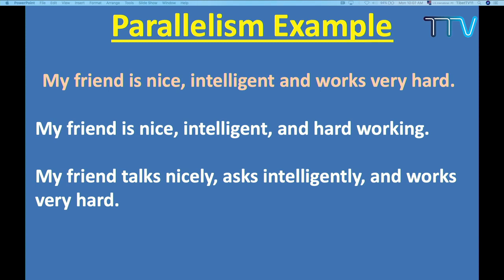If I am talking about the adjective, you have to write all the adjectives. If I am talking about verbs, you have to write verbs. You should not mix up. So that means the form changes. Now how should that sentence look? If I am a teacher and you come up with such a sentence, how do I change it? My friend is nice, intelligent, and instead of works very hard, I will try to find the adjective: my friend is nice, intelligent, and hardworking. In all the parts I am using the same form, that is adjective.